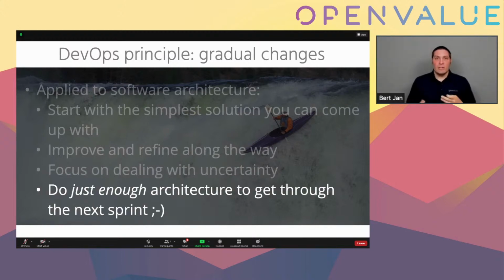And as a result, I'd say my general advice is to do just enough architecture to get through the next sprint. So don't do any big upfront designs. Obviously, when you start a project, you need to think about the general architecture, the components of your system, how you deploy stuff, how you're going to run stuff. But there's no need in designing everything in detail. Do just enough architecture work so the next sprint can deliver what they need to deliver.